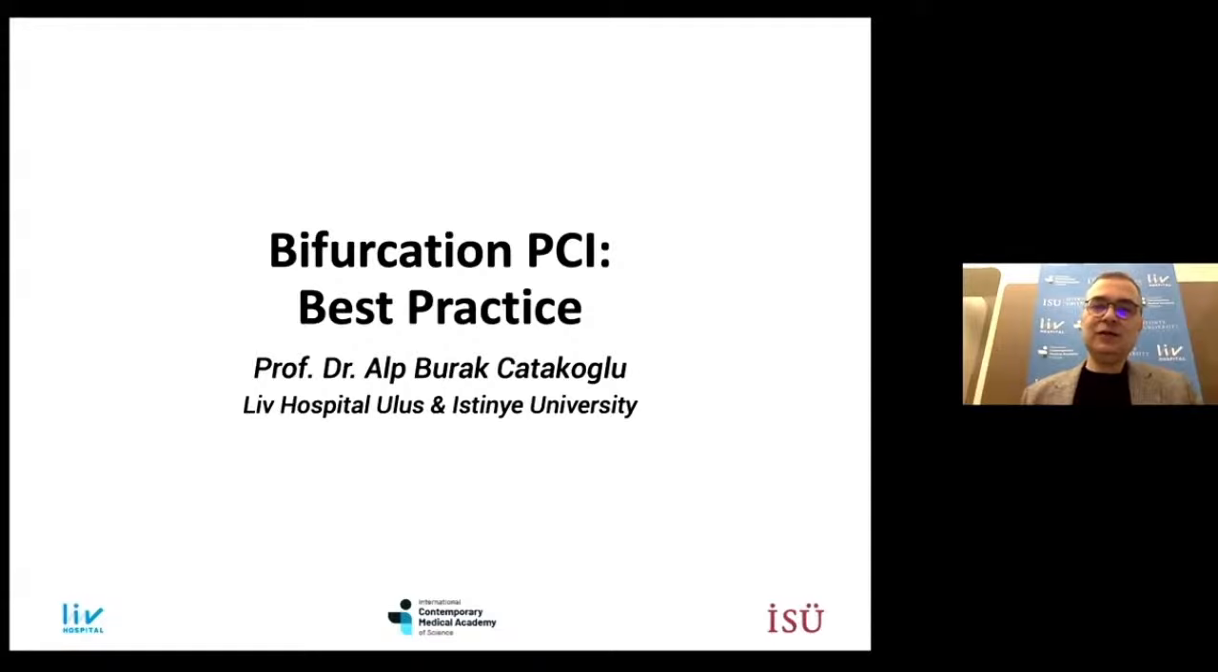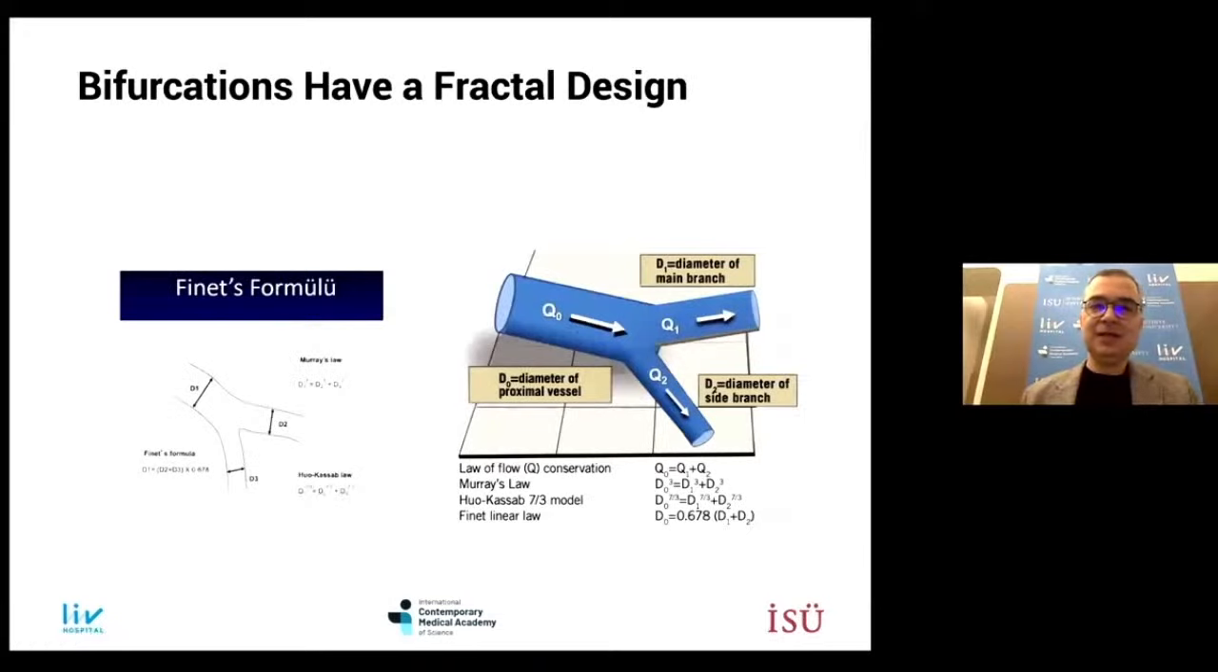For bifurcation PCI, the topic is best practice, but this best practice changes every year, so I'm going to tell you the current state. When we talk about bifurcations, a bifurcation has a fractal design. The proximal diameter is always bigger than the distal diameters, and as the coronary arteries branch, the diameter decreases. We have lots of formulas about that, both two-dimensional and three-dimensional. The Finet formula is the best-known formula, showing that D1, the proximal diameter, is three times the distal diameters of the vessels.